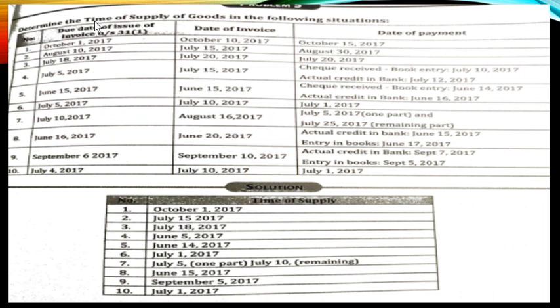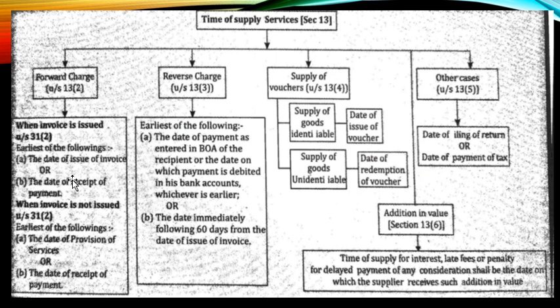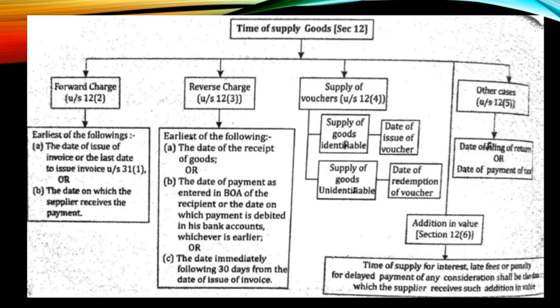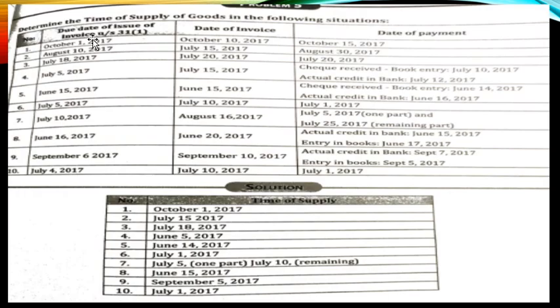So let us solve one problem under this time of supply of goods. Determine the time of supply of goods in the following situation. The date of issue of invoice and date of payment are given. In this table we have discussed the date of issue of invoice, then date of payment. So whichever is earlier among them will be considered as the time of supply. The same thing in this problem: they have given us the due date of invoice, then the date of invoice, then date of payment.